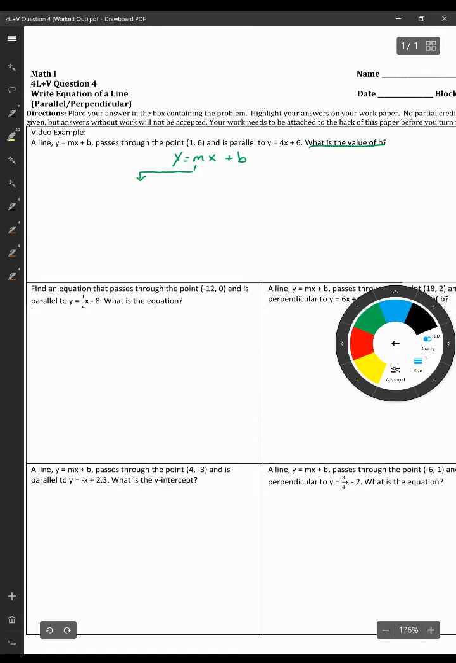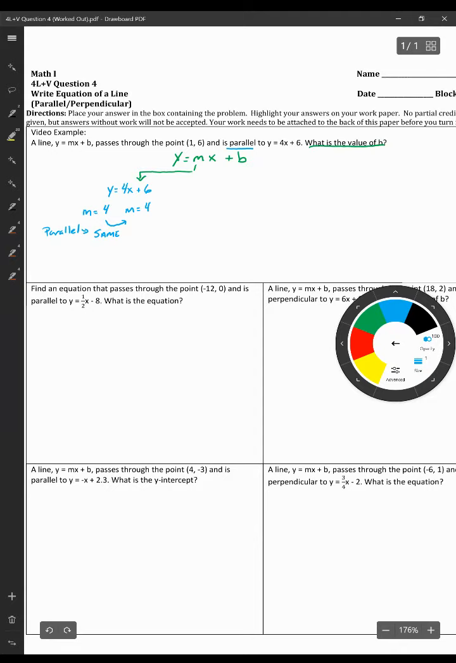So in this example, they tell us that it is parallel. So the line that we're trying to create needs to be parallel to y equals 4x plus 6. And so when I look at y equals 4x plus 6, we know that this m is 4. So our original slope is 4. And if I want to find the parallel, we know that they have the same slope. So this one is going to be 4. So remember, parallel is the same, all right?